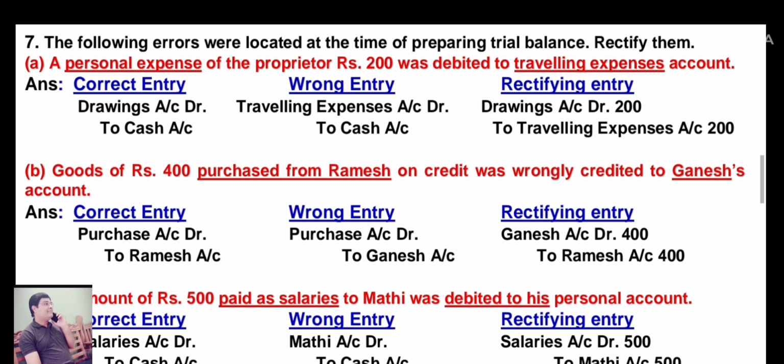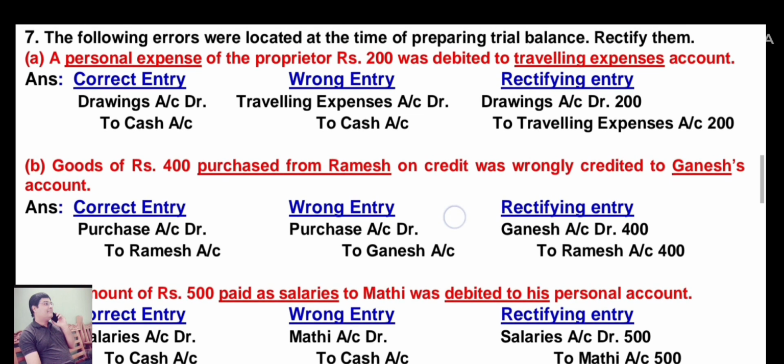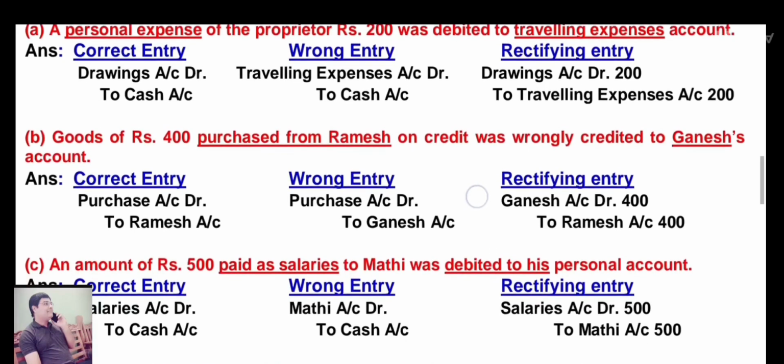So the rectifying entry, how do we write it? First see the correct entry, debit side. What is written? Drawings account debit. So we write drawings account debit. In the wrong entry, travelling expenses is given on the debit side, which is wrong. Now we have to correct it, which means we write it on the credit side. So write to travelling expenses account 200. Next one.